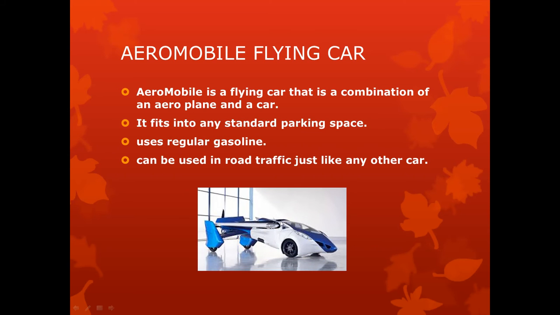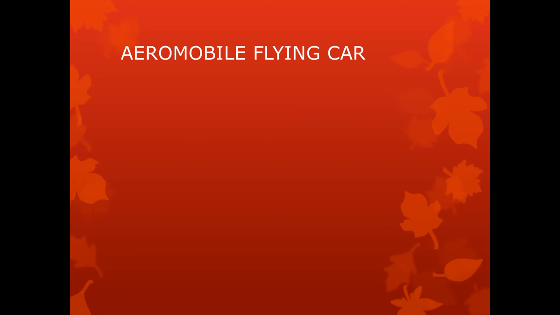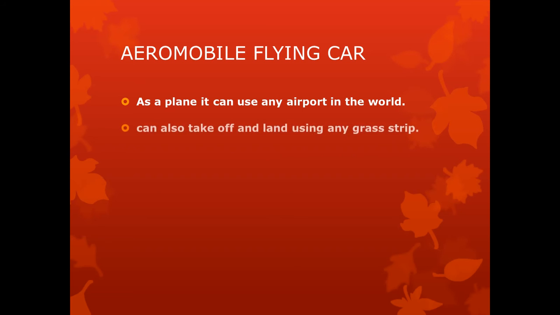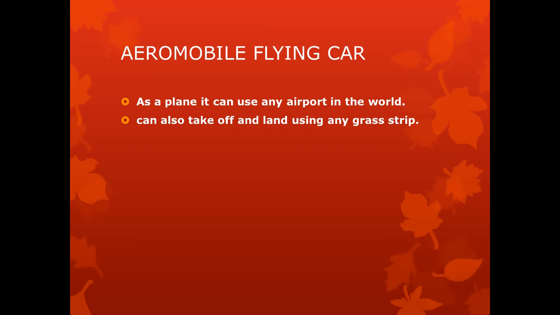And this is how the Aeromobile Flying Car looks. Right, let's go to the next point. As a plane, it can use any airport in the world. Basically, inside the Aeromobile Flying Car there is a device used for communication with all airports in the world. This is used in case of emergency landing, and this Aeromobile Flying Car can also take off and land on a grass strip.